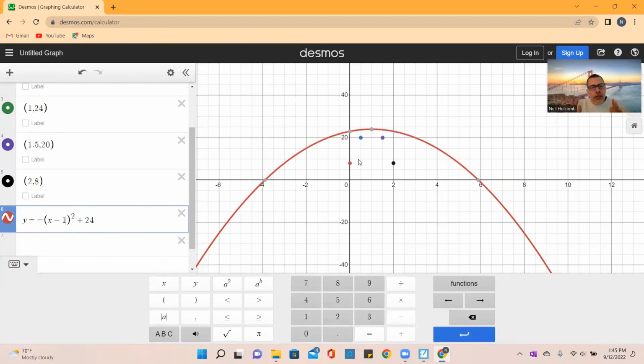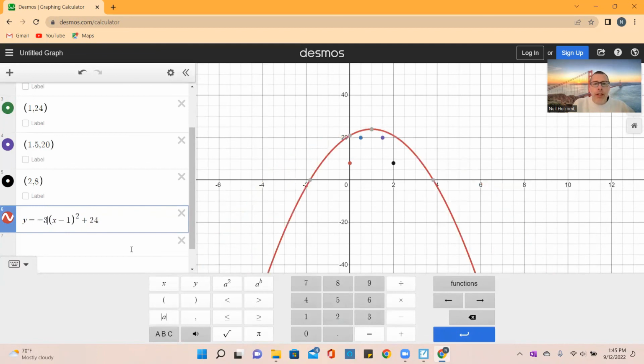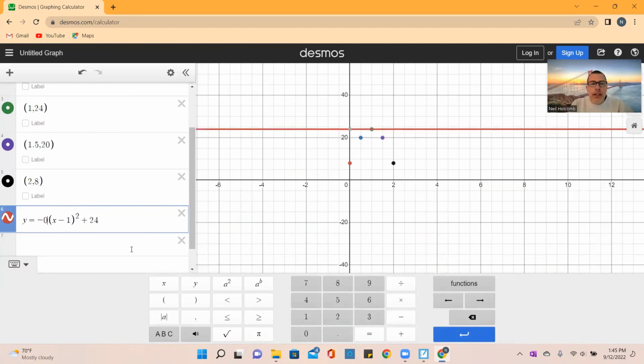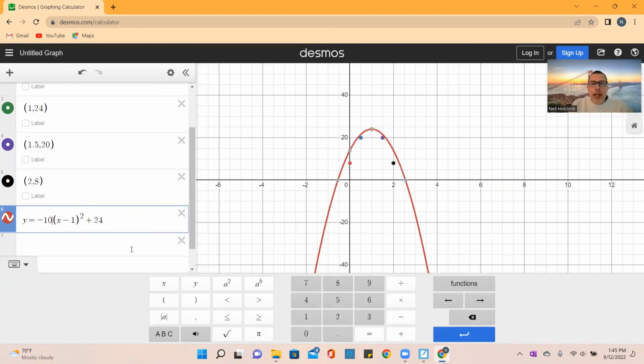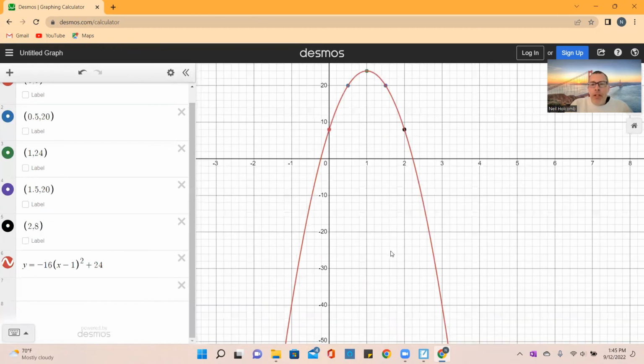Well, how do we make it squeeze in this way? You want to make the number greater than 1. So let's try 2. That didn't work. How about 3? Closer. How about 4, 5, 6, 7, 8, 9. About 10. Getting closer. See how it's squeezing closer and closer as that number in front gets bigger and bigger? And it's looking pretty close right there. So I kind of found the function by playing around with this Desmos. It may not be exact yet, but it's close.